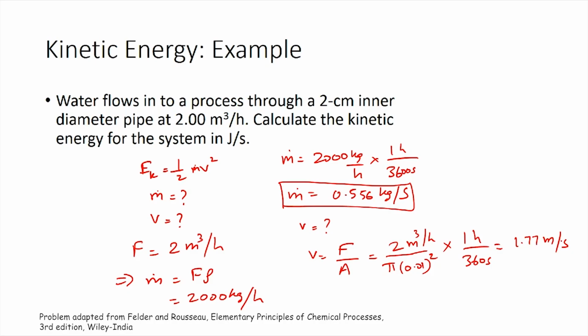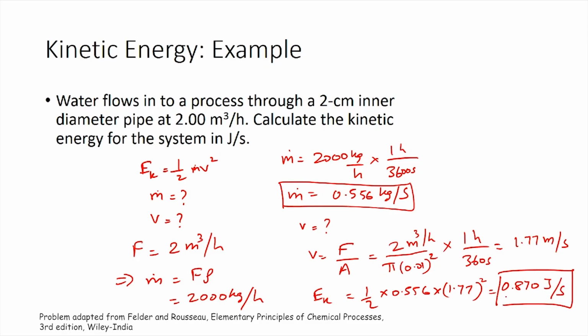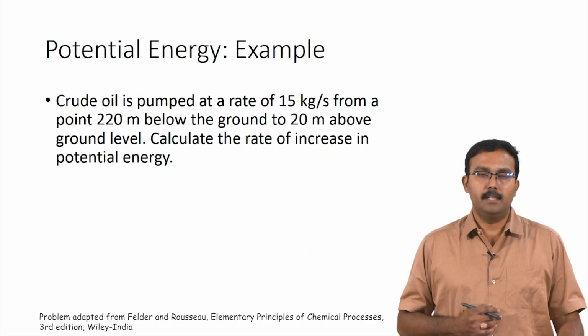second. Now that we have the velocity for the water flowing, we can calculate the kinetic energy as half times 0.556 times 1.77 squared, giving us a final value of 0.870 joules per second. So, this is the kinetic energy of the system. So, we will move on to the next example problem, where we try to calculate the potential energy.